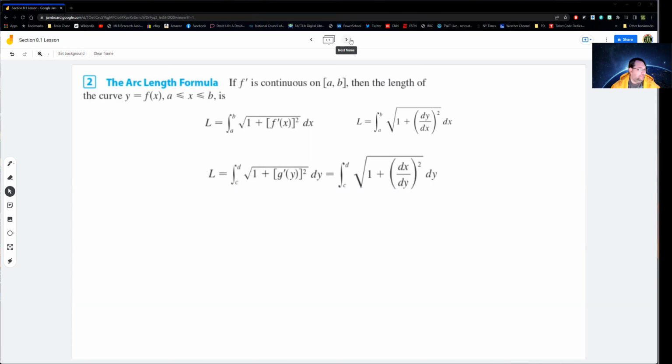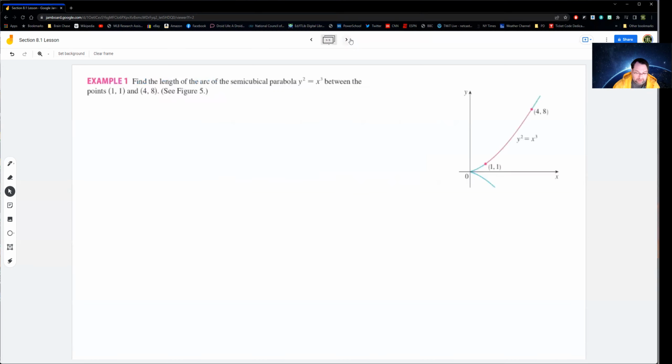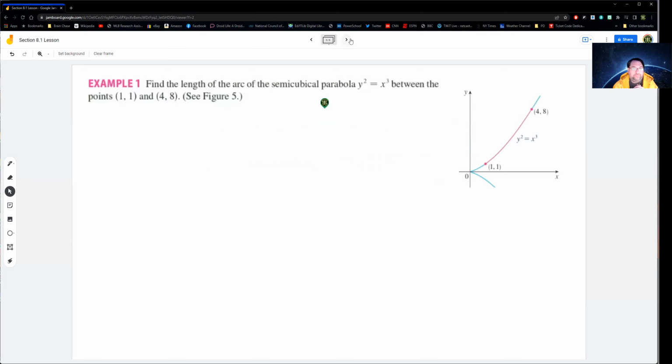All right, we got this down. So let's look at an example. We're going to look for the length of the arc of a semi-cubical parabola. So y squared equals x to the third, between the points (1, 1) and (4, 8). The first thing we have to do for any of these problems is solve it in terms of one of the variables, either x or y. So let's solve it in terms of y.